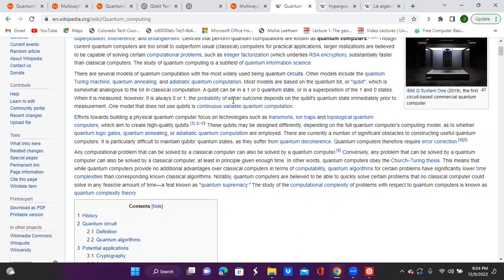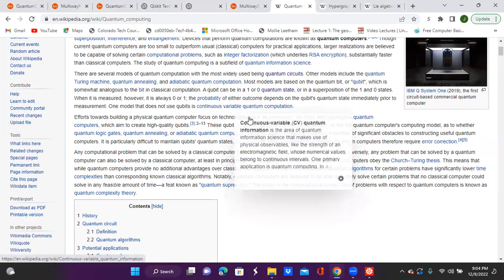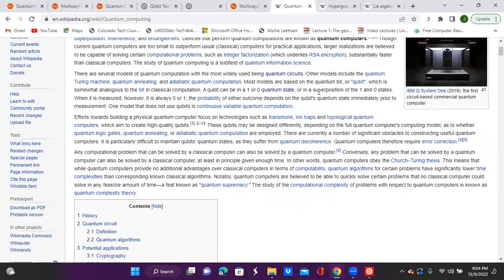A qubit can be in a 1 or a 0 quantum state, or in a superposition of the 1 and 0 states. When it's measured, however, it is always a 0 or a 1. The probability of either outcome depends on the qubit's quantum state immediately prior to the measurement. One model that does not use qubits is continuous variable quantum computation.